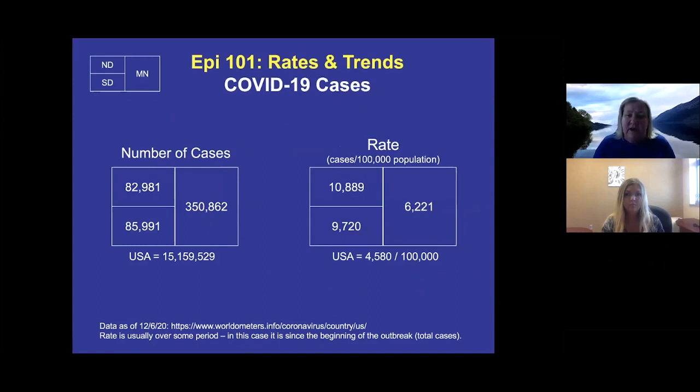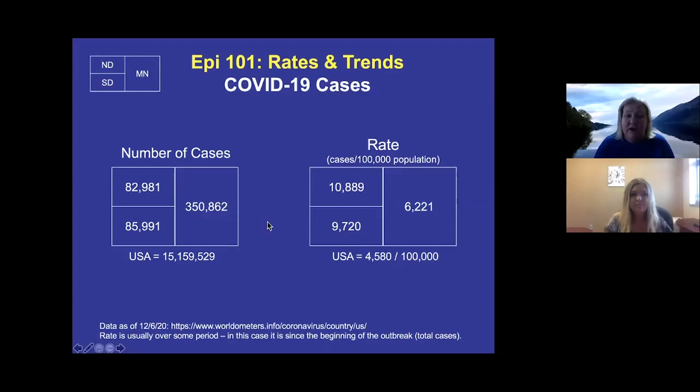And here are some examples, and I've drawn out these states. This is North Dakota, South Dakota, and Minnesota. And people always say, oh, Minnesota has so many more cases than South Dakota. Of course they have more cases. They have a lot bigger population size. Here you have in South Dakota, this is as of yesterday, the numbers, we have close to 86,000 cases. North Dakota has 83,000 cases. Minnesota does have a lot more cases. They have 300 and almost 51,000.